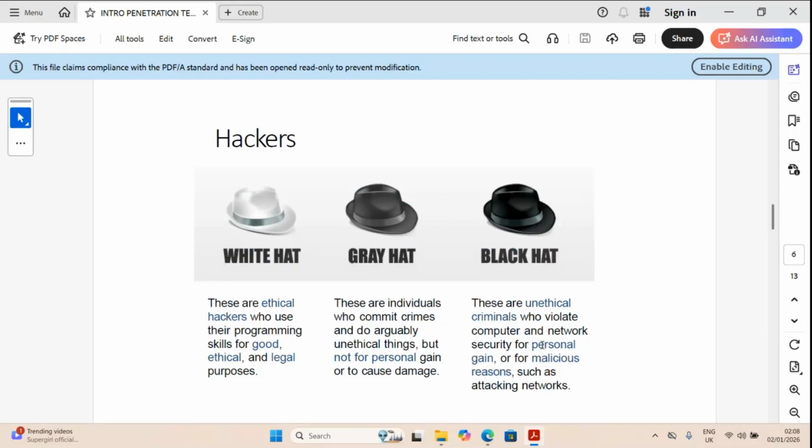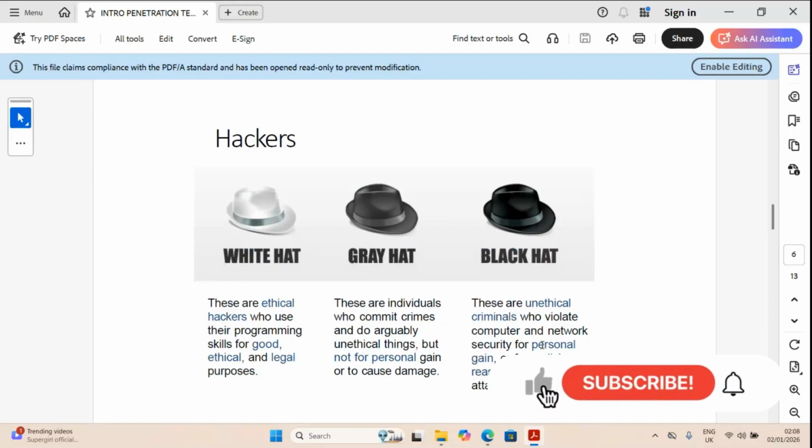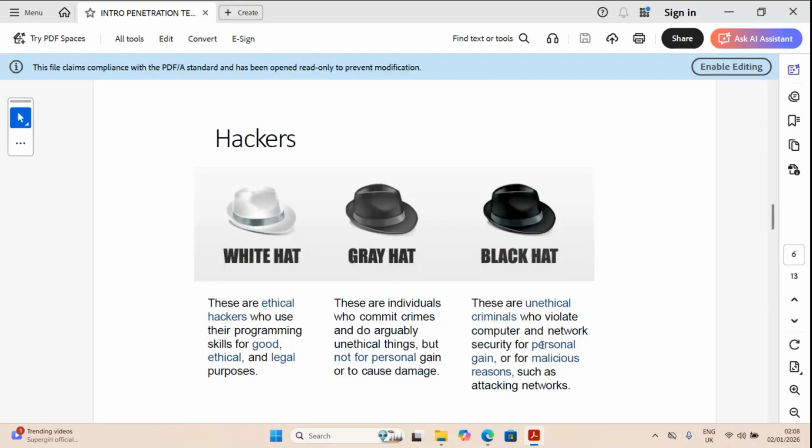We also have another type, which is called the script kiddies. These are unskilled hackers who compromise a system by running scripts, tools, and software that were developed by a real hacker.